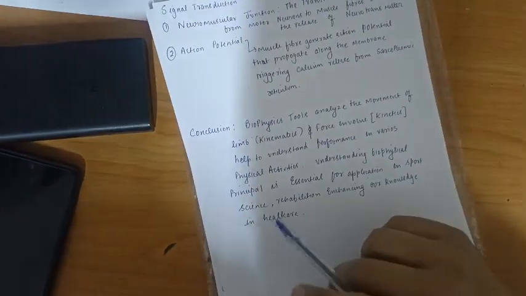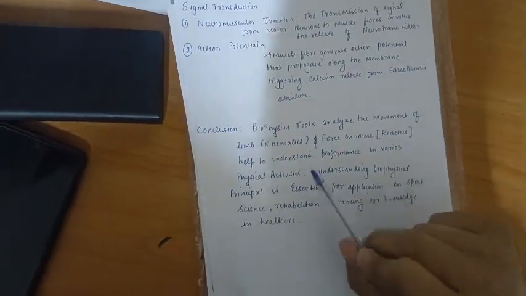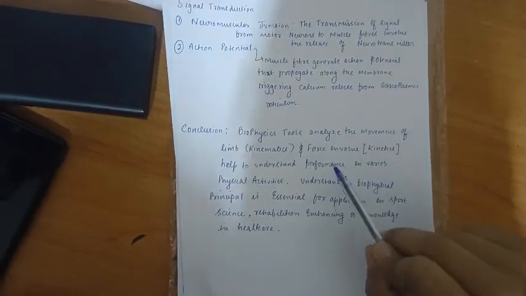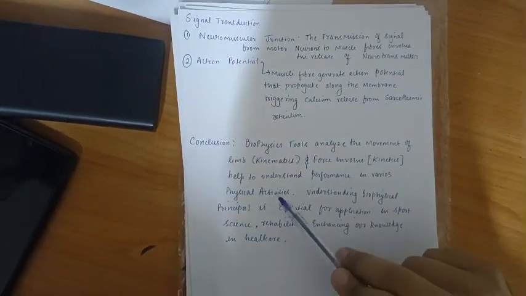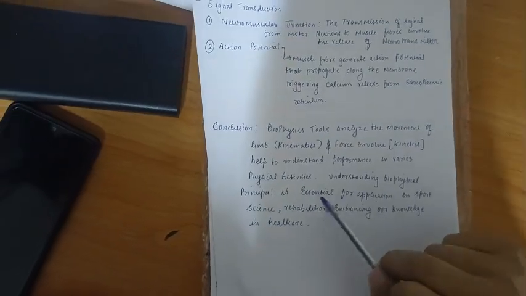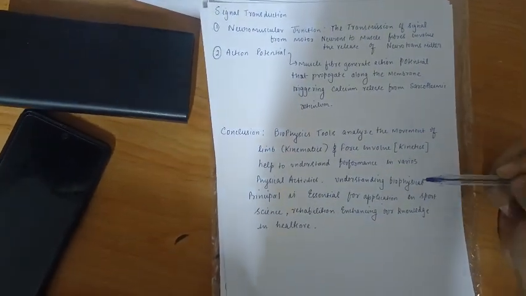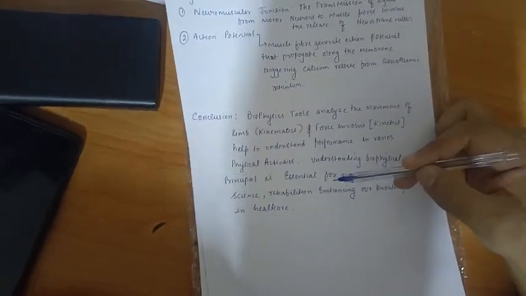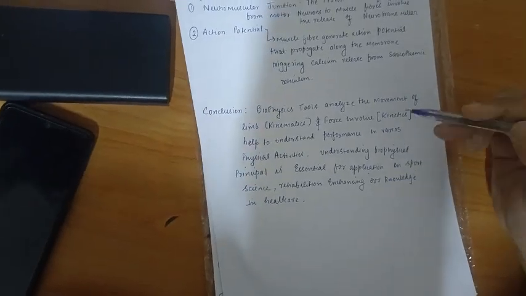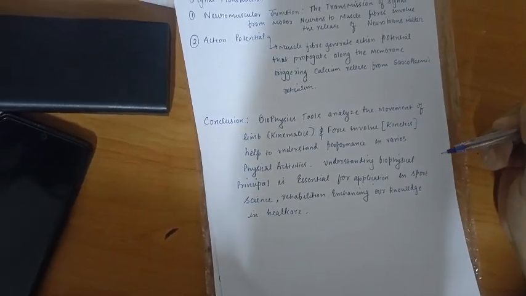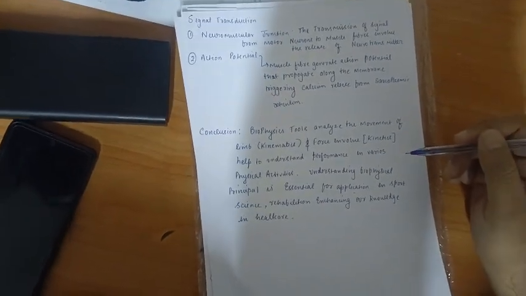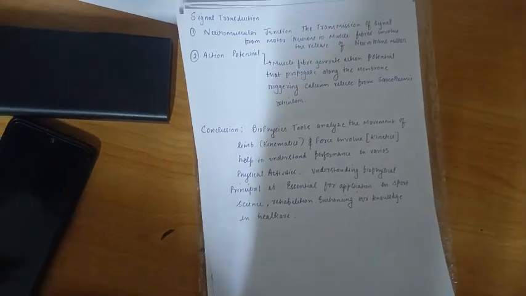Now I have come to the conclusion that biophysics tools analyze limb movement, which involves kinematics, and force, which involves kinetics, which help us to understand performance in various physical activities. Understanding biophysical principles is essential for application in sports science and rehabilitation, enhancing our knowledge in healthcare. If we know the physics used in biology, we can understand how we can correct our movement. This is what is called the sliding filament theory.